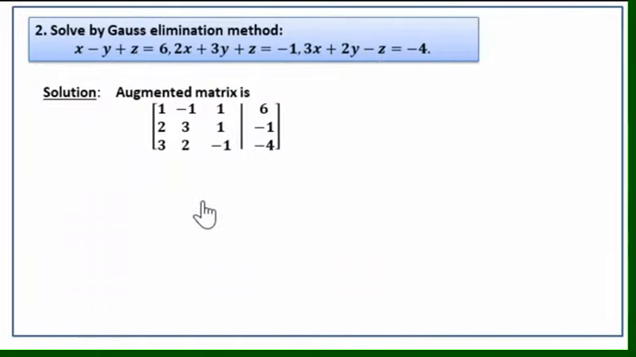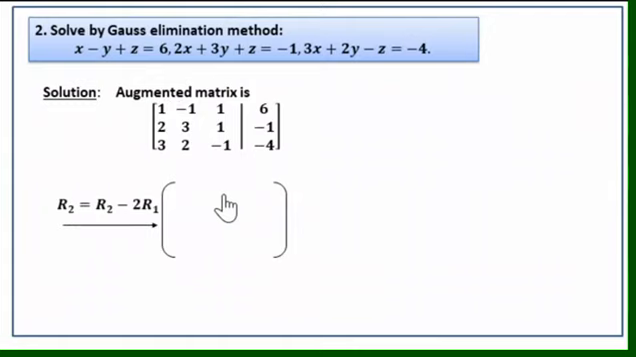So in the first step, we make these two elements 0 using R1. So here we have 2 minus 2 times 1 gives 0. That is R2 will be R2 minus 2 times R1. Similarly, to make this element 0, here we have 3 minus 3 times 1 gives 0. So R3 will be R3 minus 3 times R1. Applying the row operations for the second and third row, we get, first row no changes, write it as it is.